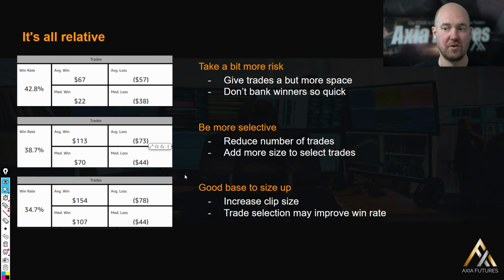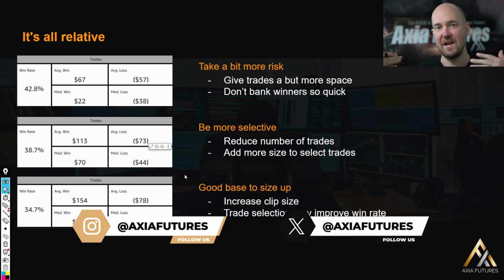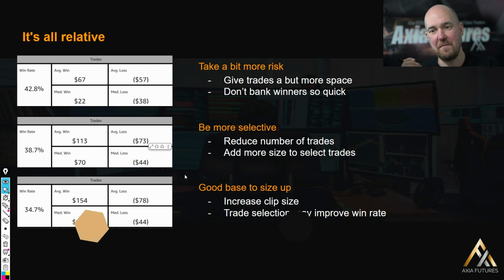He's now got a good base. He can increase size generally, so increase clip size, but also trade selection. If you can continue to improve on that trade selection, that may well start to just inch that win rate up, and so it makes it even more robust. That's now at a point where you can say, do you know what? He has made his losers smaller, and it's all about making them small relative to your winners.